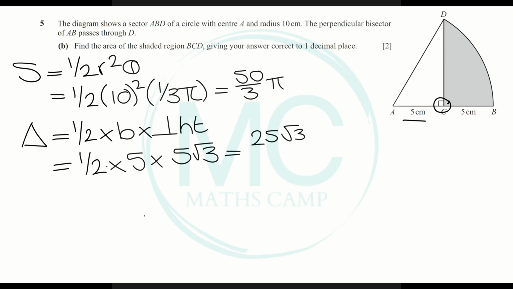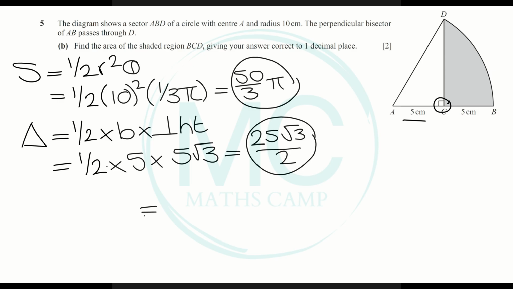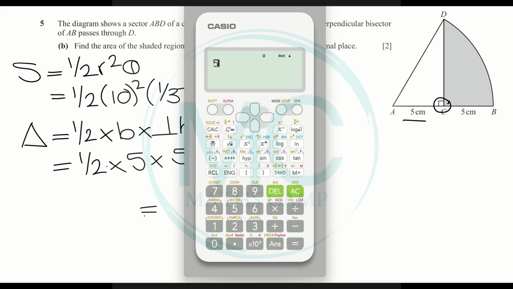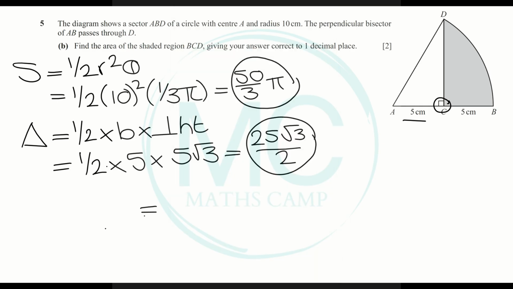To find the shaded area, I can take the area of the sector and subtract the area of the triangle. So I can take my calculator and I can say 50 over 3 pi minus, create a fraction, 25 root 3 over 2 is equal to 30.709. The question wants our answer to 1 decimal place. So we get 30.7 centimeters squared.